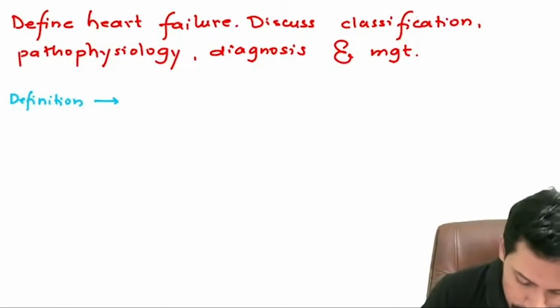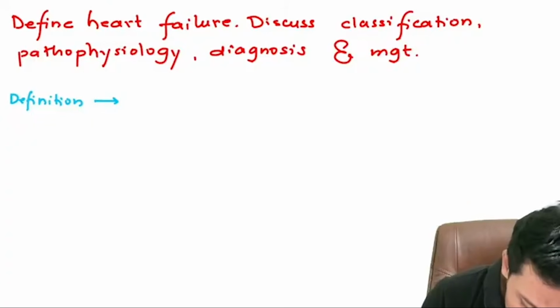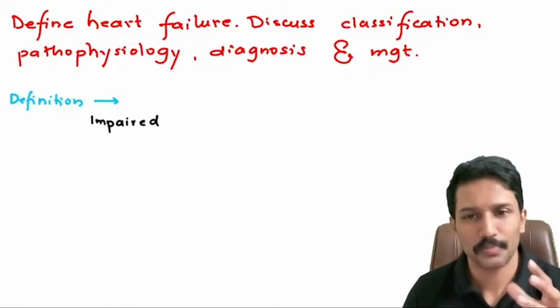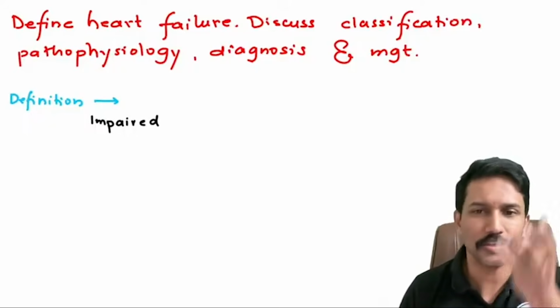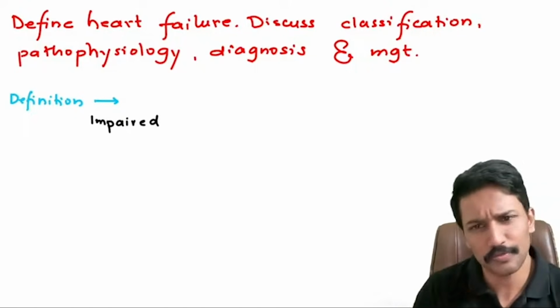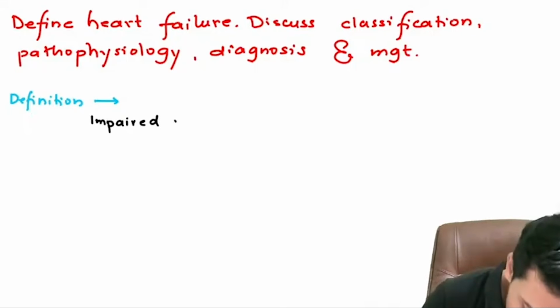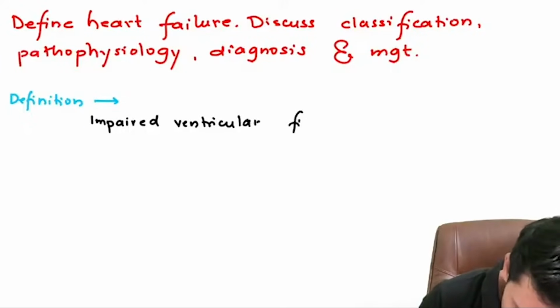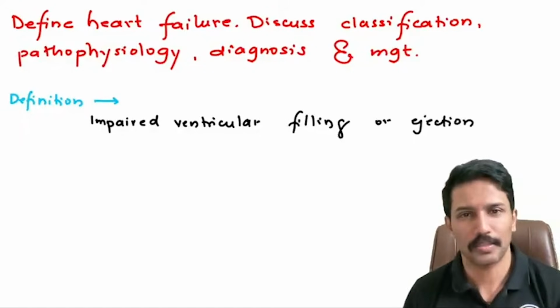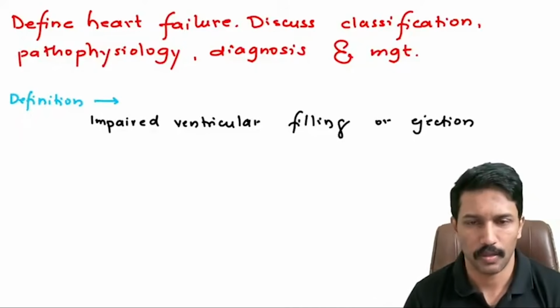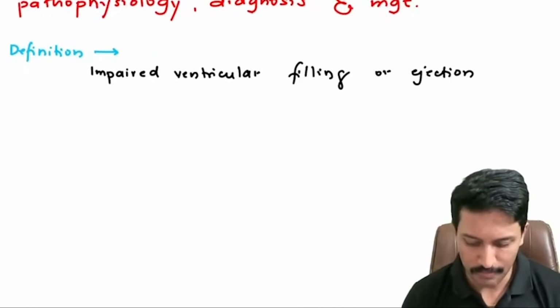So definition wise, I would define it as impaired, because as I just told you, the heart has two functions: receiving the blood, that is filling of the ventricles, and ejection. So one of them impaired is failure of the heart. So impaired ventricular filling, or ejection, or both, then we will call it heart failure. Okay, now this is a conceptual definition.